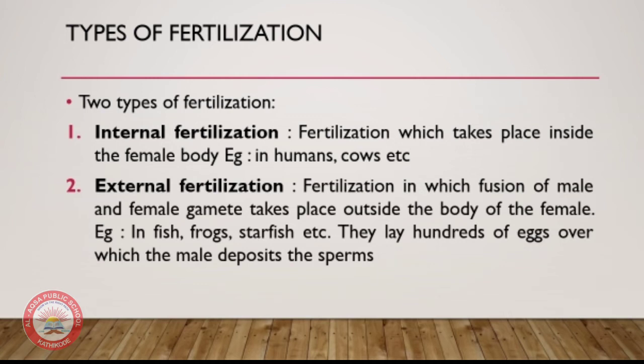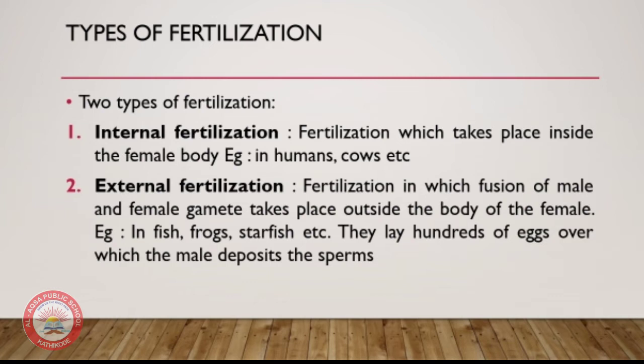Fertilization can be of two types based on where it takes place: internal fertilization and external fertilization. Internal fertilization is the one in which fertilization takes place inside the female body, as in humans, cows, etc. The fertilization in which fusion of male and female gametes takes place outside the body of the female is known as external fertilization. External fertilization takes place in organisms like fish, frog, starfish, etc.